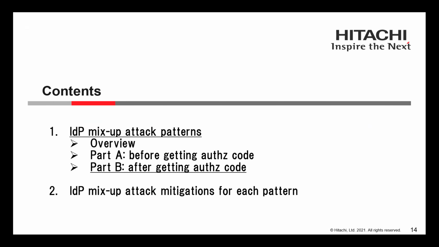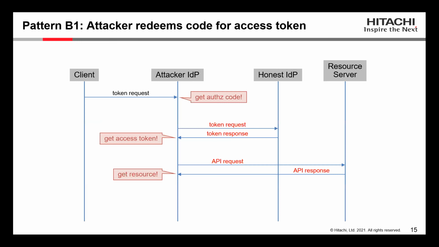There are 3 patterns in part A. So next I describe part B. There are 2 patterns in part B. Part B is after getting the authorization code. So this figure starts with getting the authorization code.